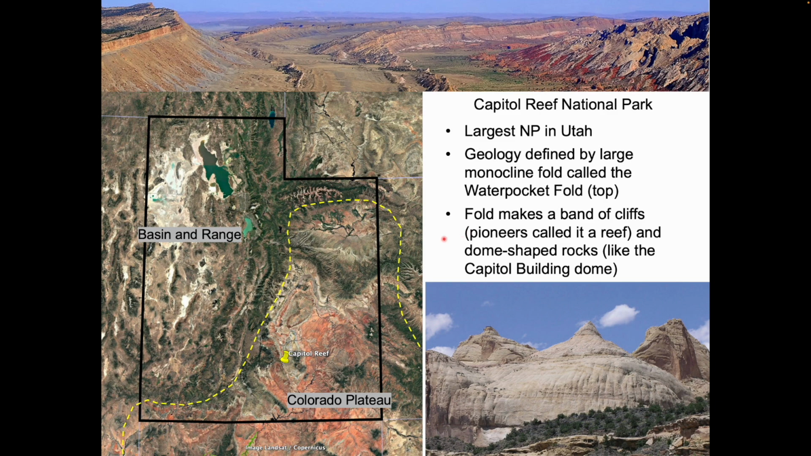This fold makes a band of cliffs that the pioneers called a reef, and it also includes a bunch of dome-shaped rocks, which reminded these same pioneers of the Capitol building dome. You can see the Navajo Dome down here in the lower part of this slide, one of these rock domes that lent its name to the Capitol Reef area.